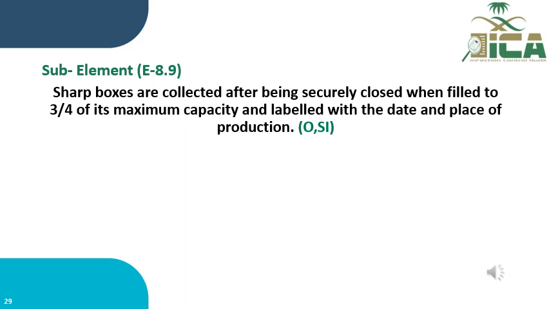E.8.9, sharp boxes are collected after being securely closed when filled to three-fourths of their maximum capacity and labeled with the date and place of production. And this sub-element is evaluated through observation and staff interview activity.